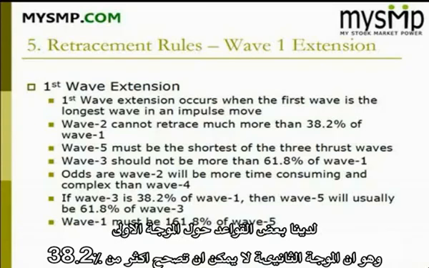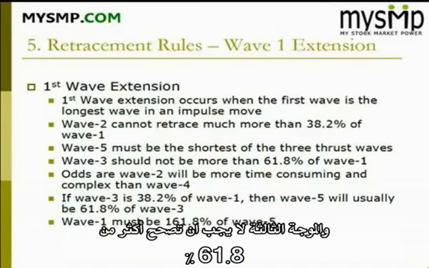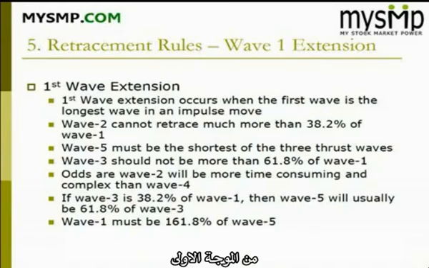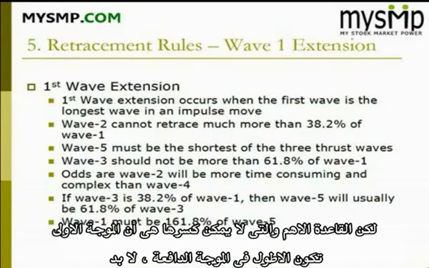So when we look at wave 1 extensions, we have some rules which are more subjective, meaning wave 2 cannot retrace much more than 38.2%. Wave 3 should not be more than 61.8% of wave 1. Odds are wave 2 will be more time consuming and complex than wave 4. And then the internal relationship we just spoke of.